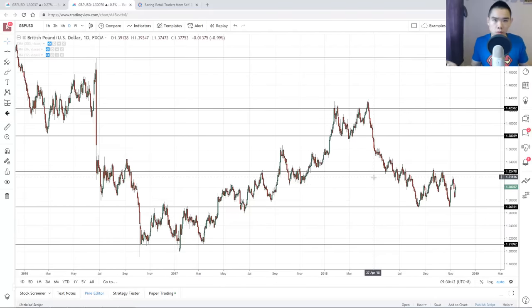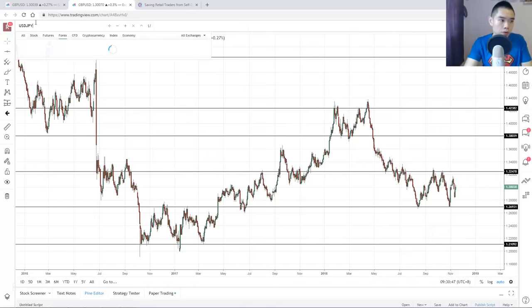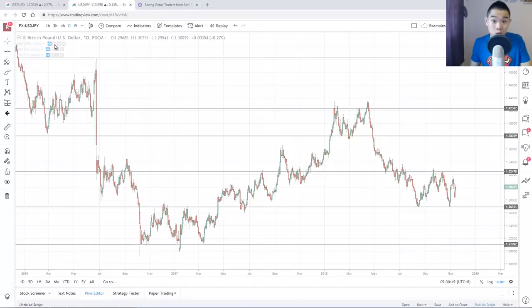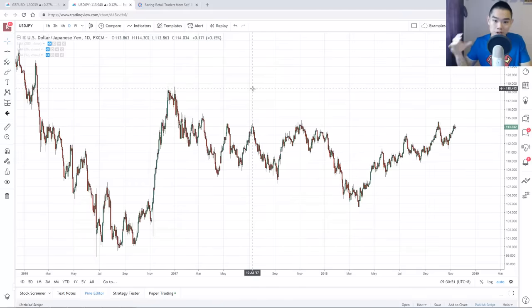Do you want to do one more? Just one more, right? Just a quick one. Let's do dollar yen before we move on. Like I said, this is so important. Go and apply it, draw the levels, and trust me, you'll see the markets in a different light.